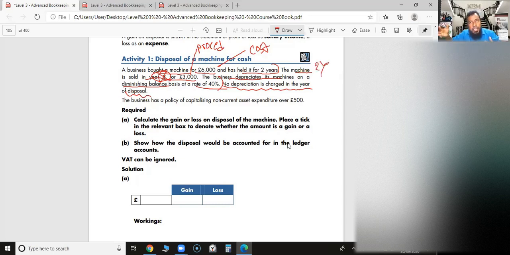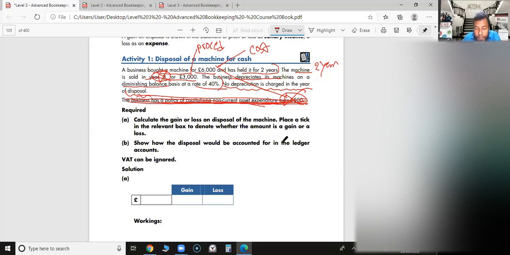Although the asset was held in our business for 3 years, we sold it in the 3rd year. We've been instructed not to charge the 3rd year's depreciation. Don't charge depreciation for the last year, the year of disposal. So 2 years' depreciation we're going to charge. Let's read the whole question. The business has a policy to capitalize non-current asset expenditure over 500. This is more than 500, so ignore the line. This is the line I'm talking about.